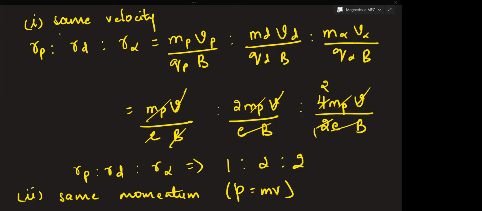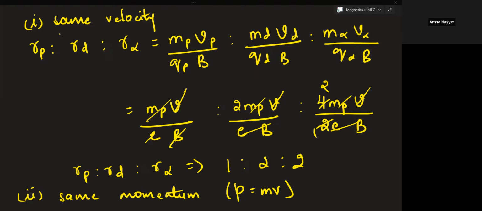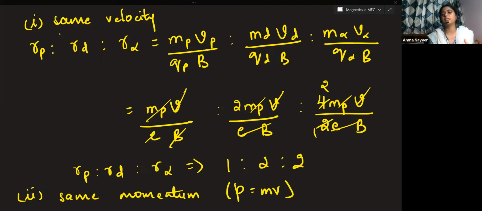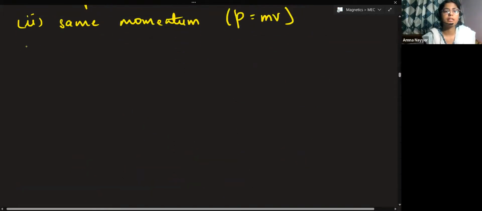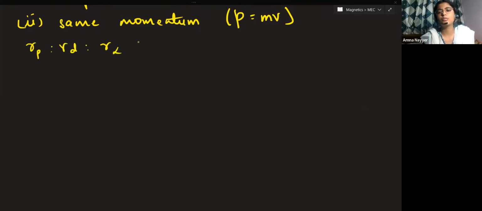See the change that will come in the second part. Instead of taking mass as twice or 4 times, you just have to take all the masses also same along with the same velocity. So the answer is 1 is to 1 is to 1 by 2, which is 0.5. So RP is to RD is to R alpha is 1 is to 1 is to 0.5. The second one will be half.